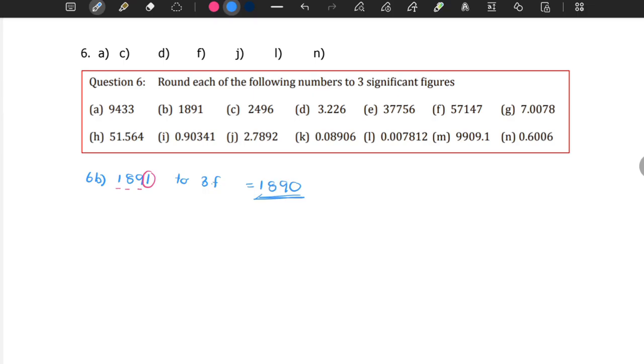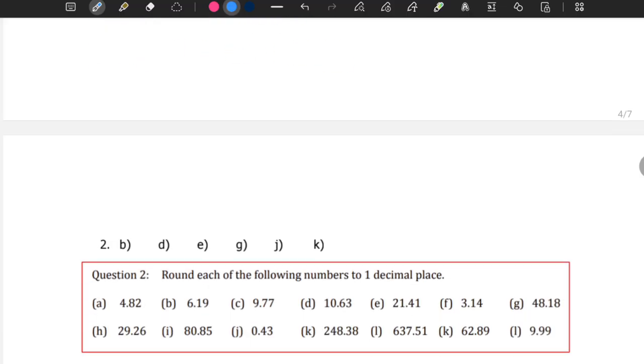And then next question, I can try K. So K is 0.08906. Again, to 3 significant figures. So the significant figures start from the first non-zero digit after the comma. So 1, 2, 3, and 6 is greater than 5, so we round up, and then we end up with 0.0891. That's 3 significant figures.